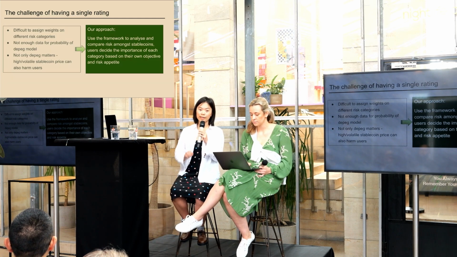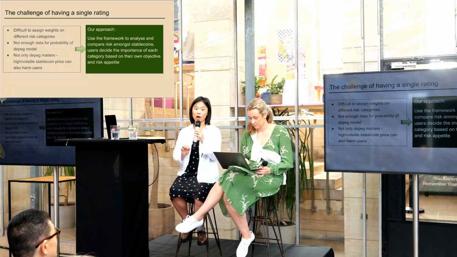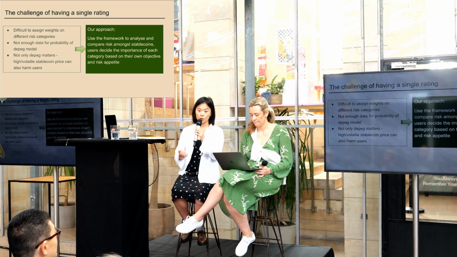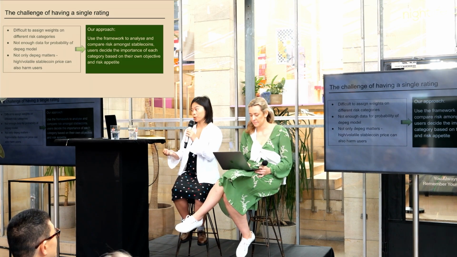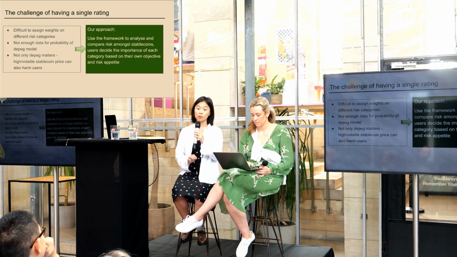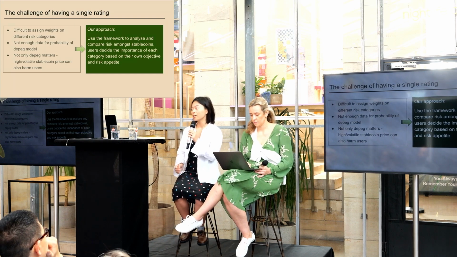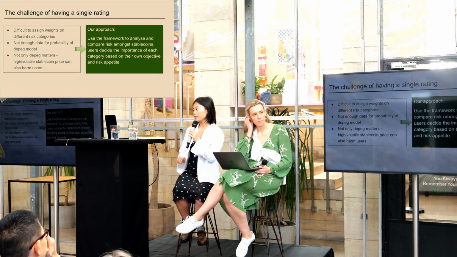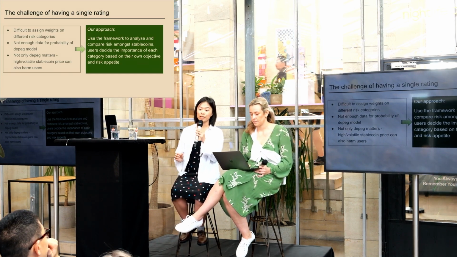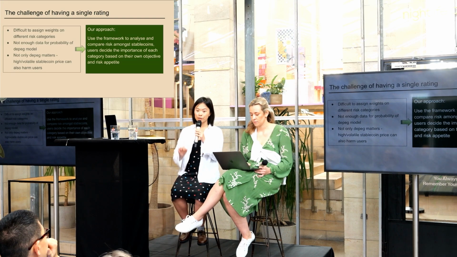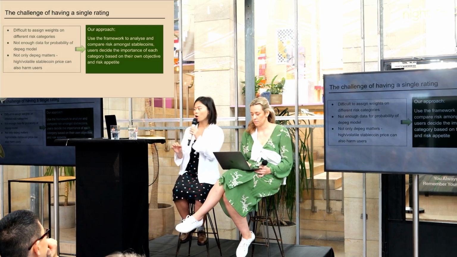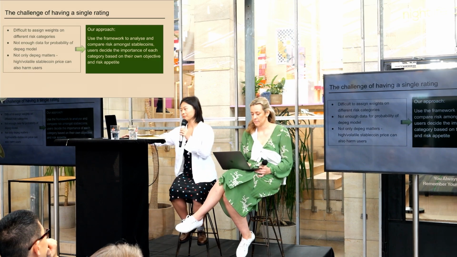And for now, the industry is still quite young compared to TradFi, so there's not enough data for a good probability model of the peg. And also, not only the peg matters, as I mentioned, there are also other events that are very important. So our approach is to allow users to use the framework to analyze and compare risk among stablecoins, and users themselves decide the importance of each category based on their own objective and risk appetite.